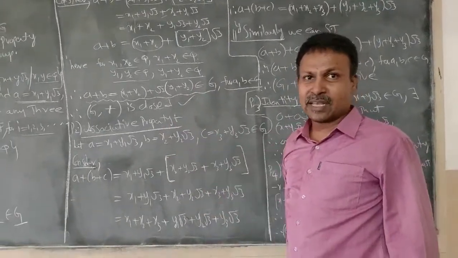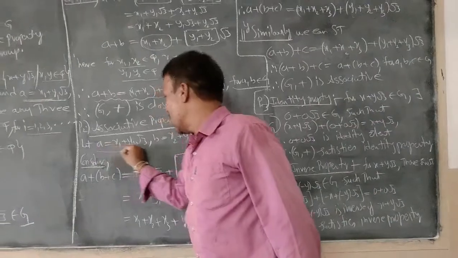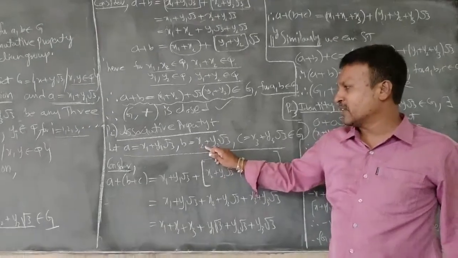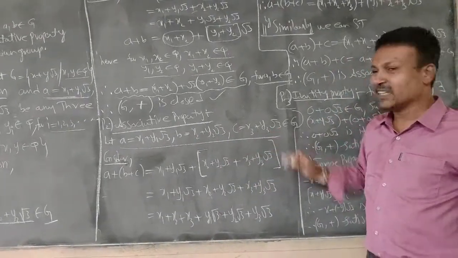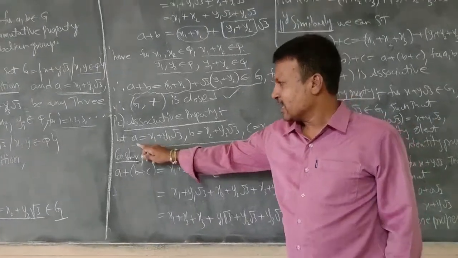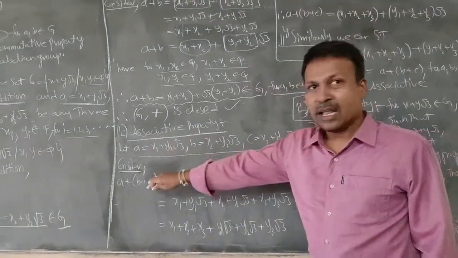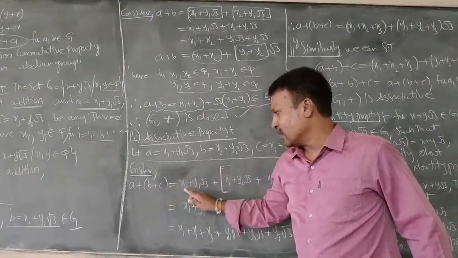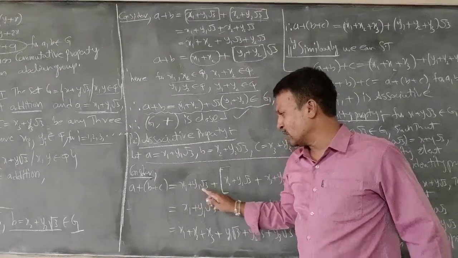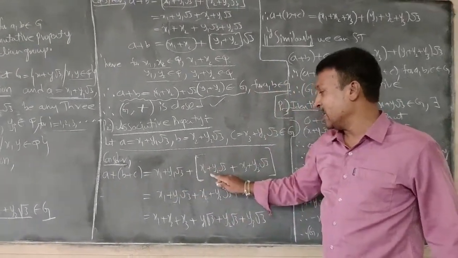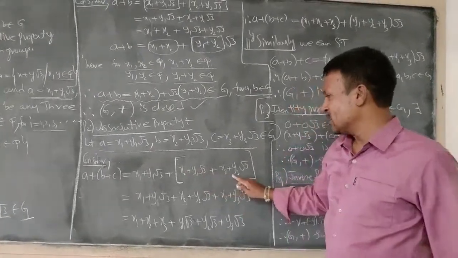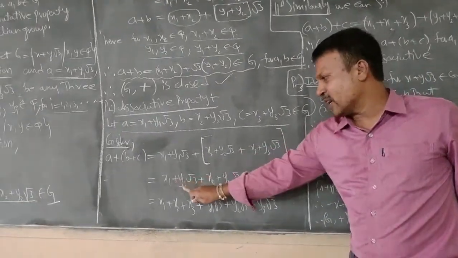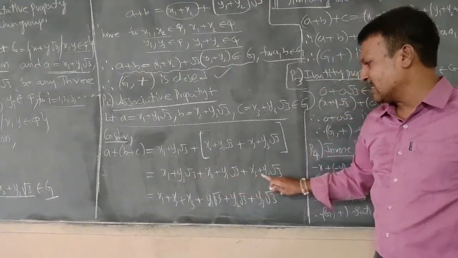If I go to the next property, that is associative property, I have to take the 3 elements a, b and c, which are in the form of a as x1 plus y1 root 3, b as x2 plus y2 root 3, c as x3 plus y3 root 3. Here in G, I take these 3 values of a, b, c on the left hand side of associative property, that is a plus of (b plus c). Instead of a, I am taking x1 plus y1 root 3, plus in brackets instead of b, I have taken x2 plus y2 root 3. Instead of c, I have taken x3 plus y3 root 3. I am taking brackets off. Then we get x1 plus y1 root 3 plus x2 plus y2 root 3 plus x3 plus y3 root 3.